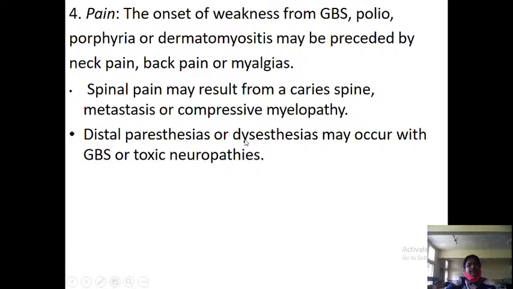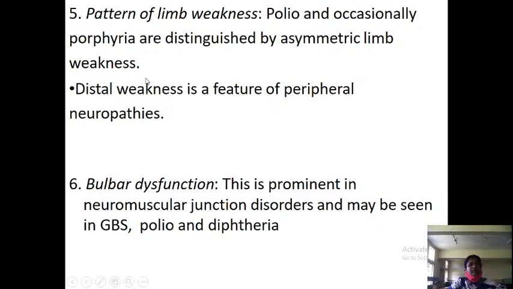Now the pain differentiates from the others, like there will be neck pain, back pain, myalgias, which is classically seen in case of polio. Then pattern of the weakness, like we said, whether it is symmetrical or asymmetrical. Polio is asymmetrical, and the others like GBS will be symmetrical. Any bulbar dysfunction is commonly seen in case of diphtheria, polio, and some variants of GBS.